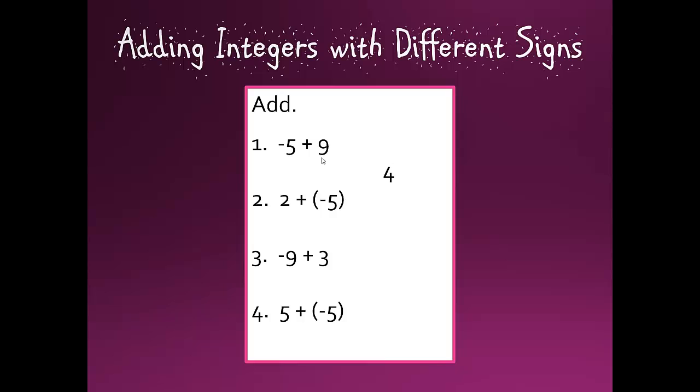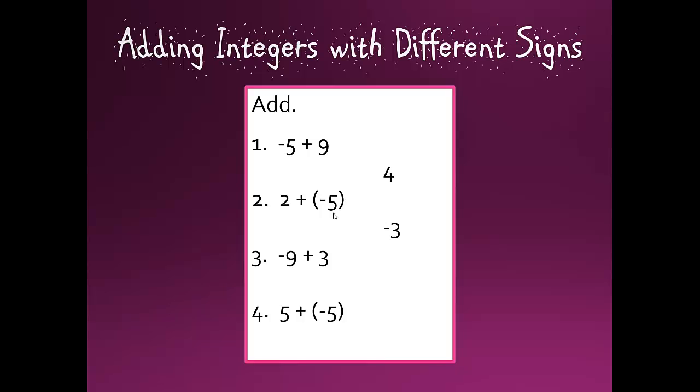For number 2, we have 2 plus negative 5. The absolute value of 2 is 2, and the absolute value of negative 5 is 5. Since we have different signs, we're going to subtract. 5 minus 2 is 3, and the absolute value of negative 5 is larger. Since this is negative in our problem, our answer is also going to be negative. So our answer is negative 3.